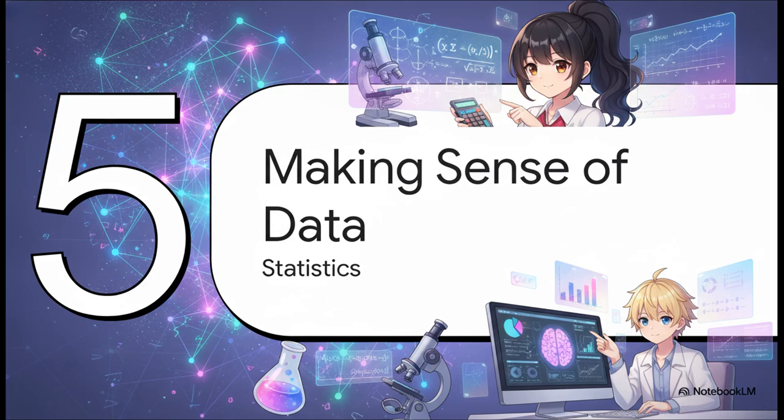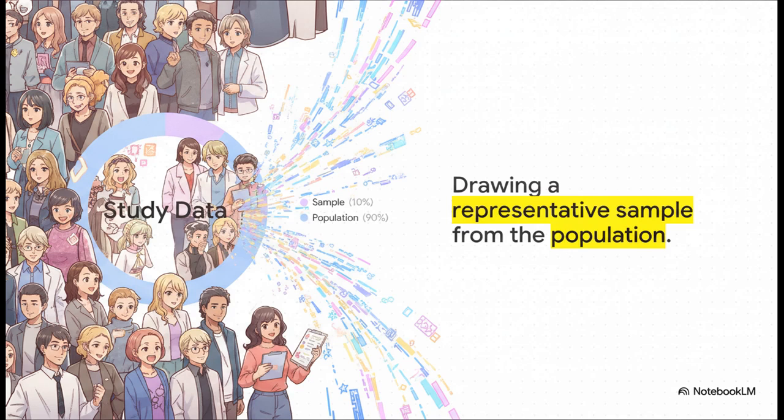Finally, we arrive at Section 5, making sense of data. The first mathematical concept here is defining our target. The population is every single person who meets your criteria. But since it's practically impossible to test millions of people, researchers draw a smaller, representative sample. Now, for the math to actually work, that sample ideally needs to be randomly selected so it perfectly mirrors the entire population, rather than just acting as some biased subset.